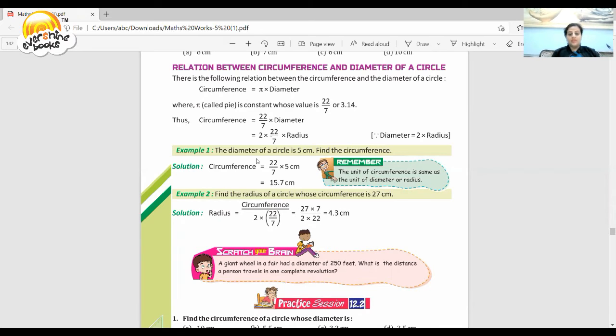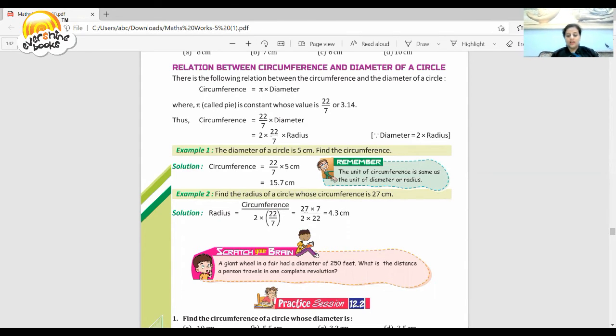If the diameter of a circle is 5 centimeter, this is an example. Just multiply it, you will get the answer 15.7. Now, if the circumference is given and the radius is asked, what you are going to do is circumference will come at the top, upon 2 into 22 upon 7. It will be reciprocal and the answer will be 4.3.